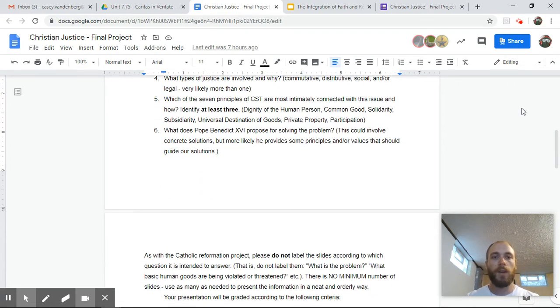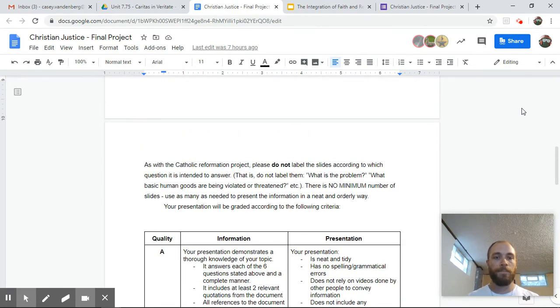yawn. Okay. Number 5, which of the 7 principles of Catholic social teaching are most intimately connected with this issue? Remember the 4 core principles: dignity of the human person, common good, solidarity, subsidiarity. Then those 3 secondary ones are universal destination of goods, private property, participation. Identify at least 3 of those 7 that are closely connected with this issue, okay? And then final question, what does the Pope propose for solving the problem? That could look more or less concrete. He's at least going to lay out some principles or values that have to be respected or used to guide our solutions, okay? All right.